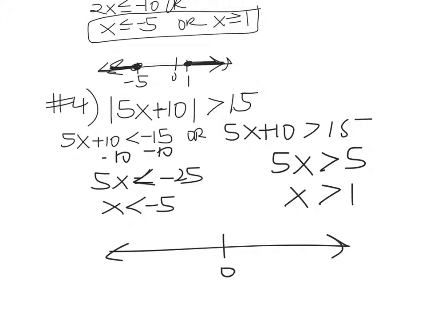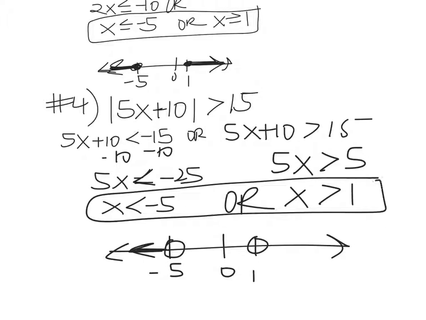Okay, so here's 0, here's negative 5, here's positive 1. Is that like the last answer? Yeah. How funny. X is less than negative 5, or, and don't forget to write the word or. I almost forgot. Or x is greater than 1.